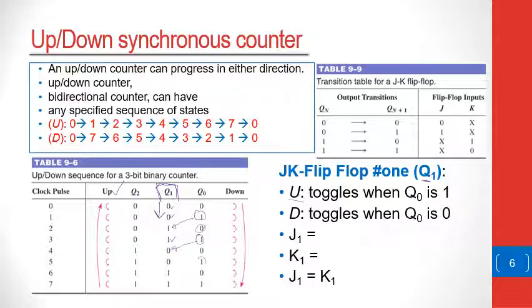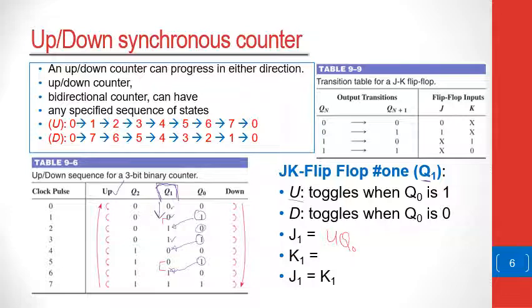So every time Q0 is 1, there is a change. There is a transition from 0 to 1, or 1 to 0, or 0 to 1. So here there is a transition from 0 to 1. Here there is a transition from 1 to 0. This is a transition from 0 to 1. So in the case of an up count, whenever Q0 is equal to 1, Q1 will change.